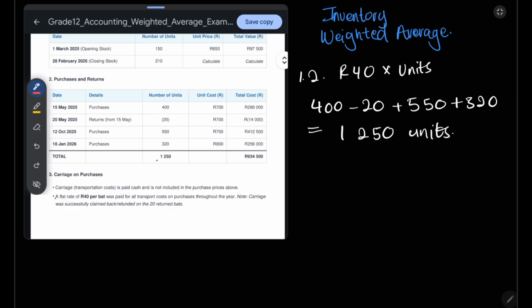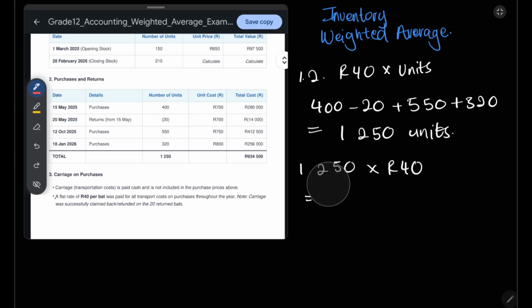But remember, they also calculated this for you guys. So you can just do all these calculations just to check whether the table is always accurate, but it's always safe to verify your answer. Okay, so it's 1,250 units. You have to take this 1,250 and multiply it with our rate, which is 40 per bet, the carriage on purchases. So we will say 1,250 times 40, which is our rate, and the answer will be 50,000. And there is a total cost on carriage on purchases.